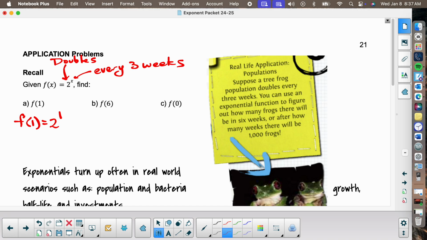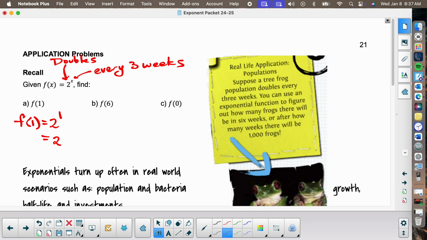3 weeks. So, for whatever reason, the frog population doubles every 3 weeks. And so this number that goes up on top is going to represent how many sets of 3 weeks. So if we're putting a 1 in, this would just mean after 3 weeks, we would have twice as many frogs, or 2 frogs, depending on what it stands for.